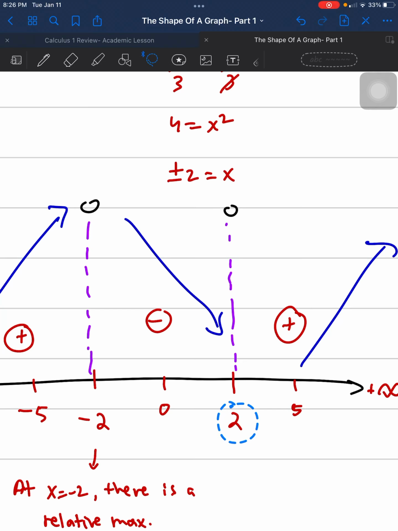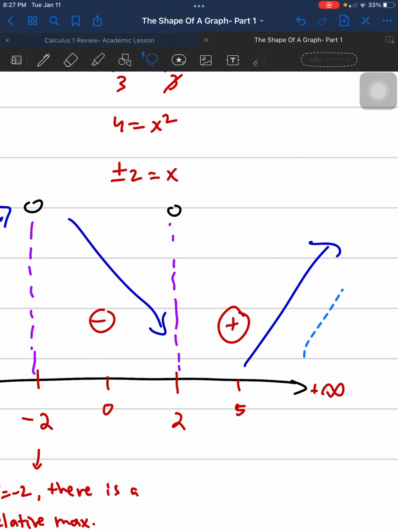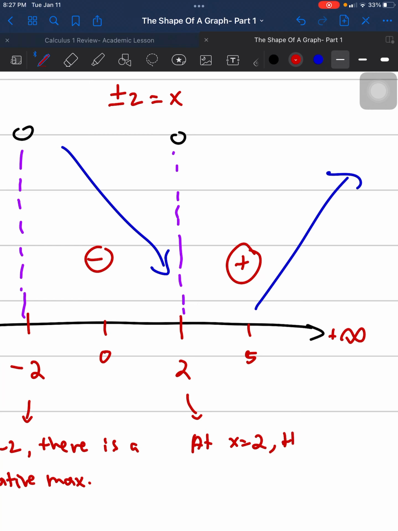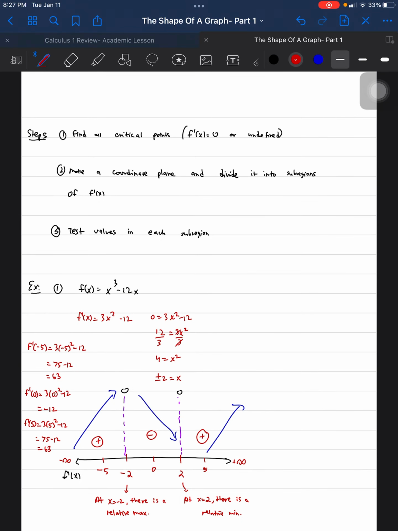Now we do the same thing with the other critical point. On the left side of this critical point, the function is decreasing because the derivative is negative. And on the right side, the function is increasing, because the derivative is positive on the right side. So we can say that at x equals 2, there is a relative minimum.